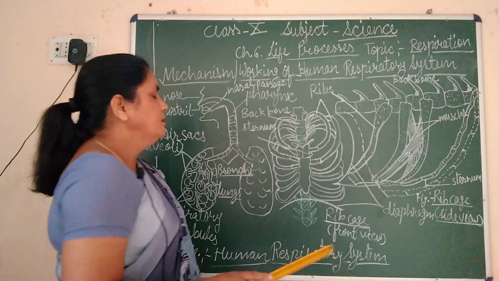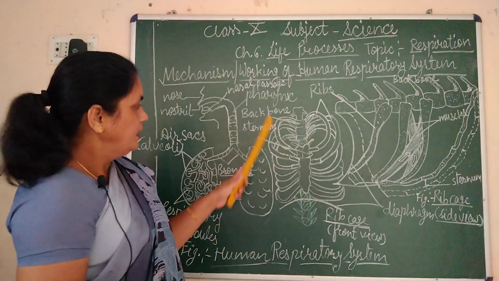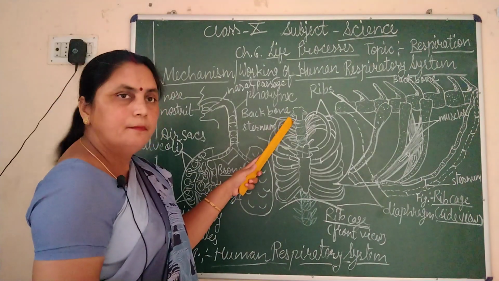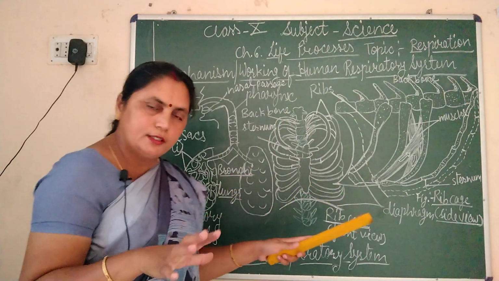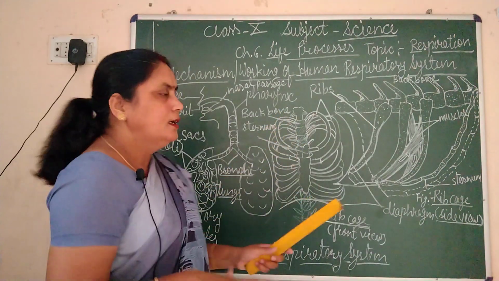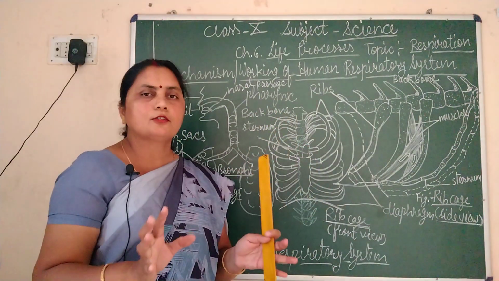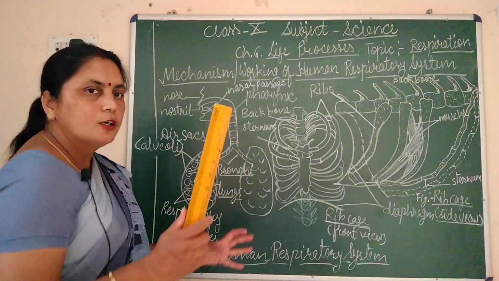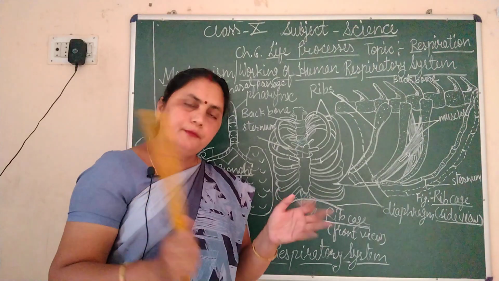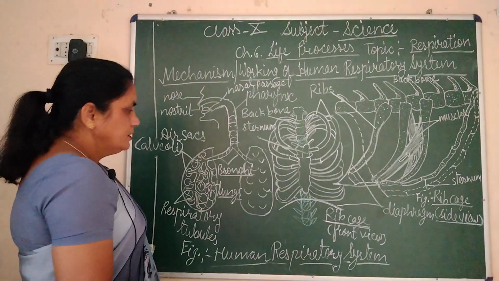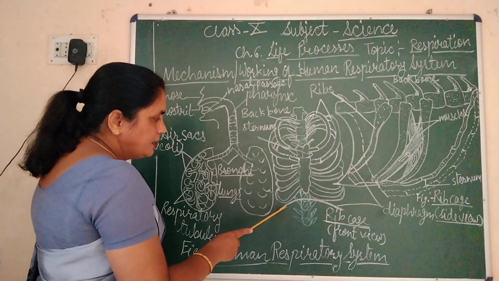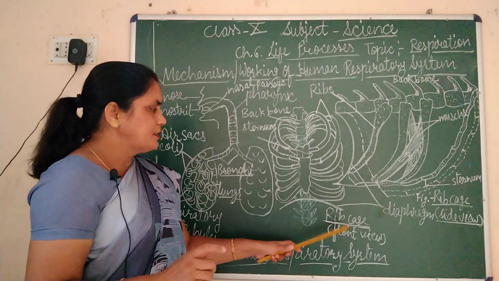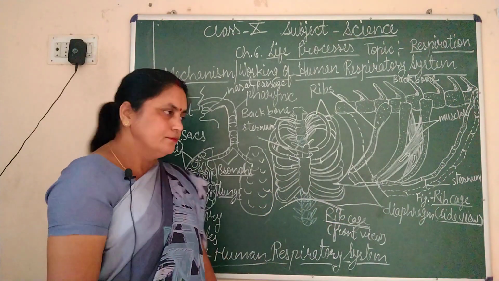Ribs are connected to backbone on one side and to sternum on other side, that is in back they are connected to backbone, in front they are connected to sternum. This way they make a hollow structure or a hollow box called rib cage, in which lungs and heart are enclosed and they are protected. Now children, just below the rib cage there is a muscular structure, dome shaped muscular structure called diaphragm.